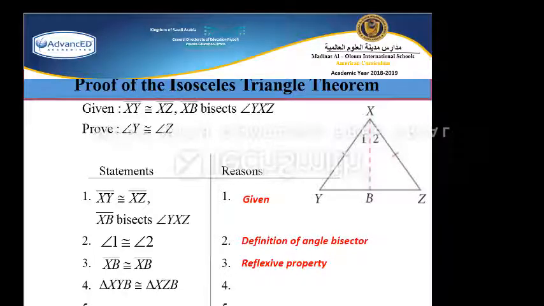Then the two triangles XYB and XZB are congruent by side angle side. And by the corresponding parts of the congruent triangles, we will find that angle Y is congruent to angle Z by CPCTC: corresponding parts of congruent triangles are congruent.